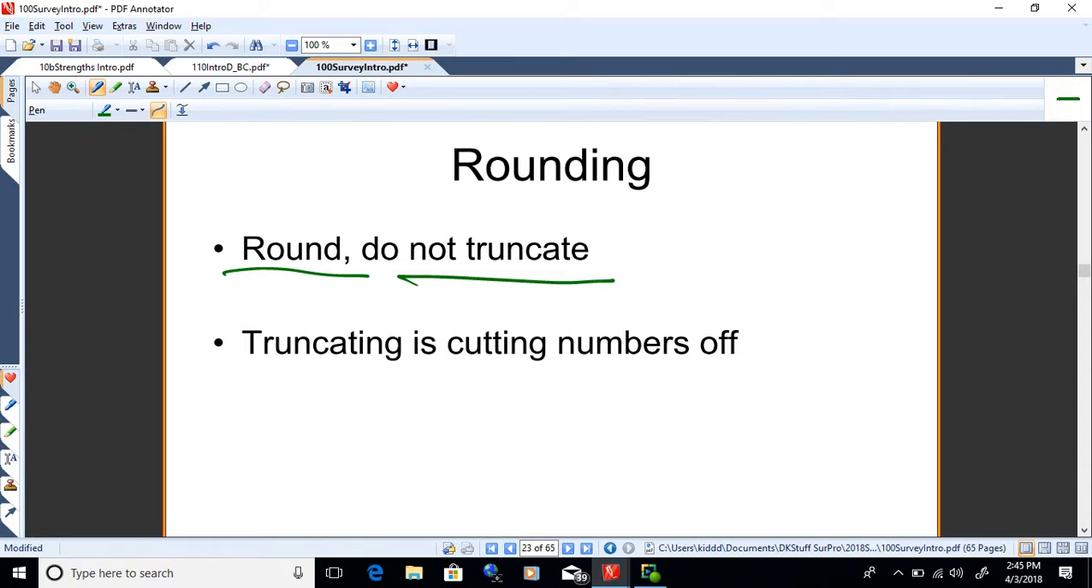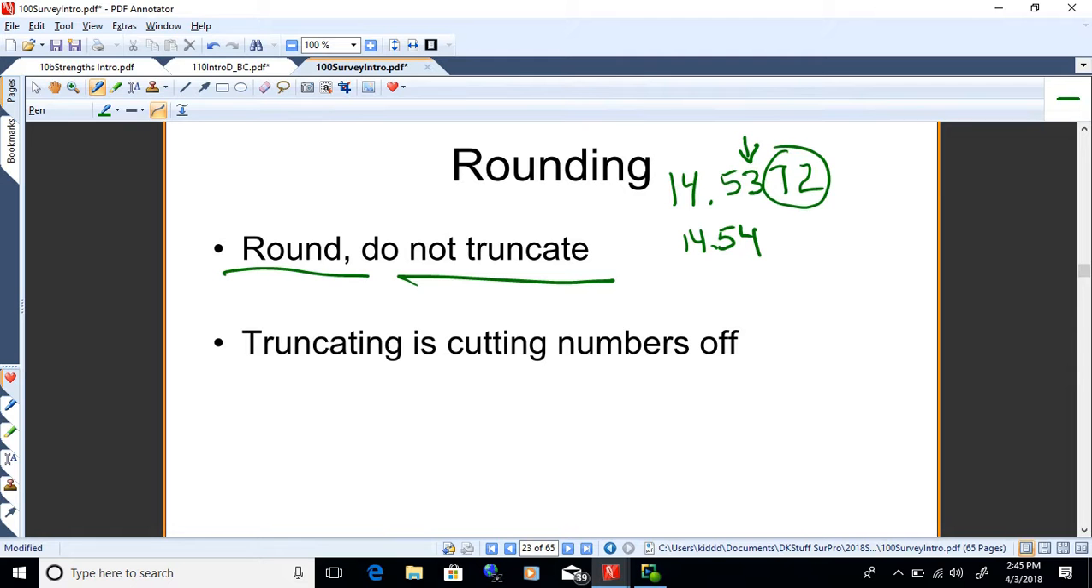Okay, so round, do not truncate. Let's round these numbers to the nearest tenth. And let's see what I mean by that. So let's say we've measured the heck out of this thing, and we got 14.5372 feet, and we want to round it to the nearest hundredth of a foot. What would you round it to? 14.54, right? Because we're going to the nearest hundredth. The numbers after that are bigger than 50, so we round up, right?